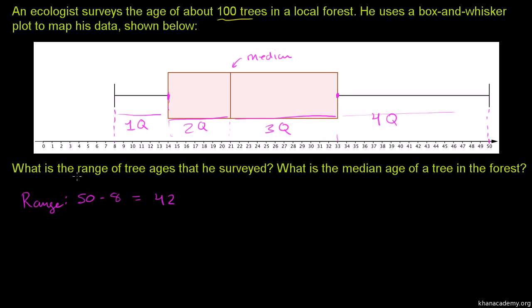So to answer the question, we already did the range. There's a 42-year spread between the oldest and the youngest tree. And then the median age of a tree in the forest is 21. So even though you might have trees that are as old as 50, the median of the forest is actually closer to the lower end of our entire spectrum of all of the ages. So if you view median as your central tendency measurement, it's only at 21 years. And you can even see it's closer to the left of the box and closer to the end of the left whisker than the end of the right whisker.